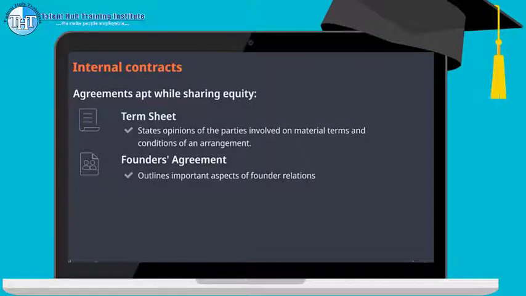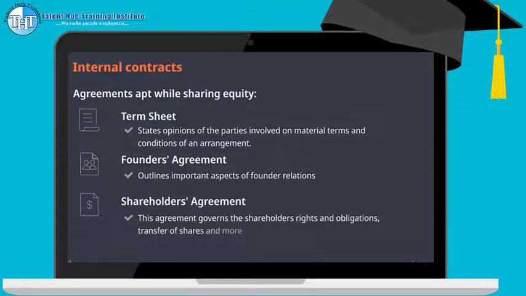Shareholders Agreement. This agreement governs shareholders' rights and obligations, transfer of shares, how the company is going to be run, and how important decisions are to be finalized. It clarifies the authority and standing of each shareholder and brings clarity.